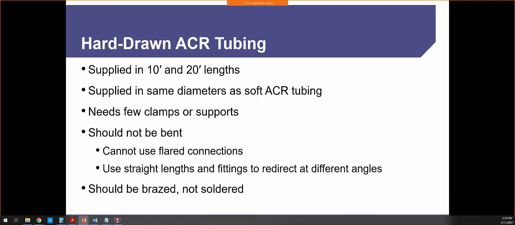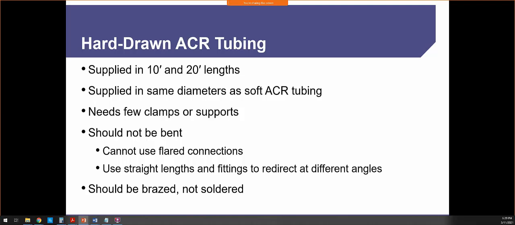The hard drawn, we're going to have to use fittings on those. We're going to use fittings like we would on a traditional water piping system. We're going to use 90s. We're going to use couplings, that sort of thing to make our connections. Whereas with the ACR, I can just bend it into a 90-degree turn and make my connection. I can't with the hard drawn.